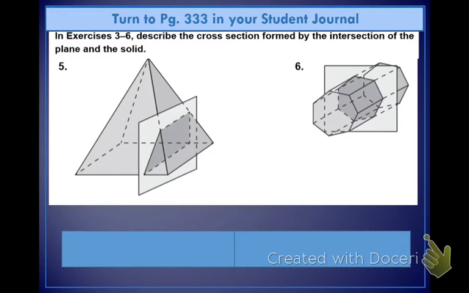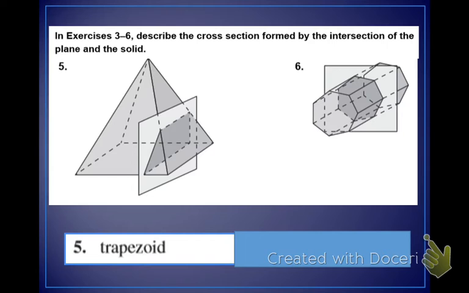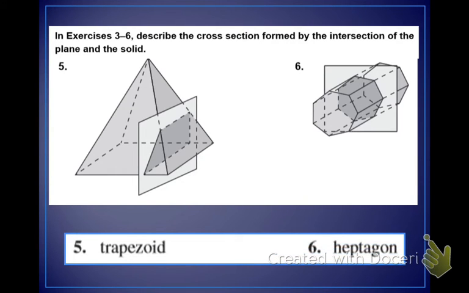Number 6. Heptagon. No, hexagon. Hexagon. Heptagon. It's gotta be a heptagon. Oh, it's 1, 2, 3, 4, 5, 6, 7. Heptagon. Mr. Brooks is correct. And she clapped for me too. That's because you were very confident and I'm proud.